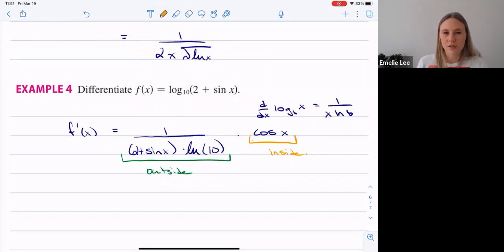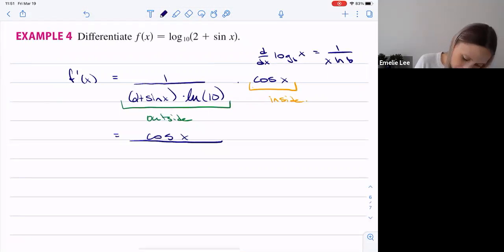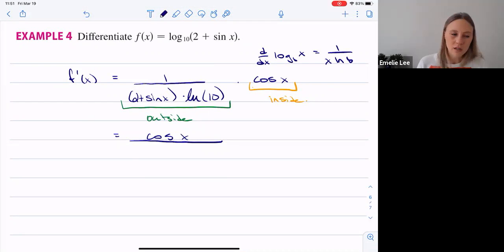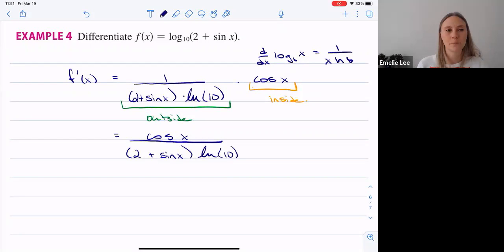Now, since you are just multiplying, fine, we can write these on top of each other. So cos x, and there's really no simplification that we can do here, right? Over 2 plus sine x times the natural log of 10.